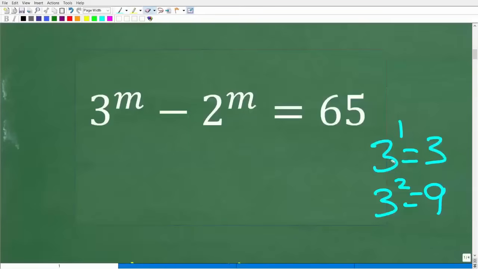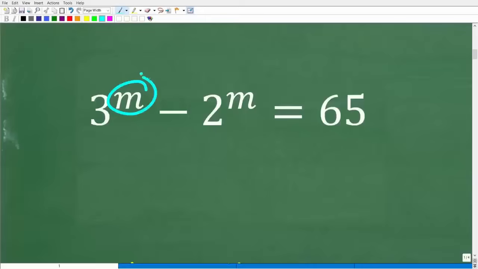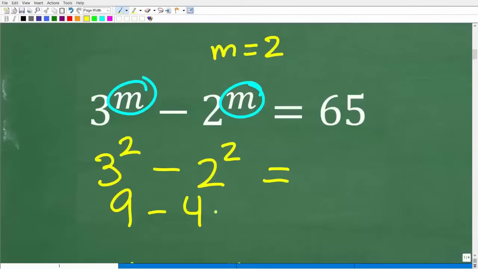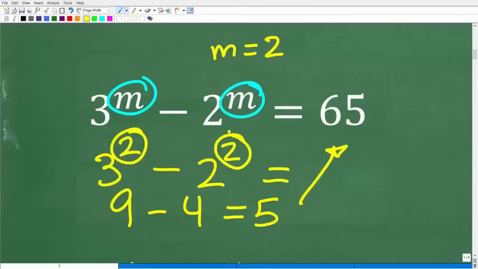Or you could be like, all right, well, I don't really know the algebra to solve this problem, but I could test some numbers here to see if we can make this thing work, right? So let's start off with 2. So 3 squared minus 2 squared. So if m is equal to 2, this thing should balance, but it doesn't, right? So 3 squared is 9, and 2 squared is 4. So 9 minus 4 is 5. That's not 65. But let's go ahead and continue to increase the power.